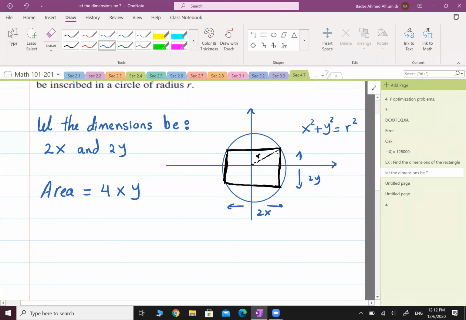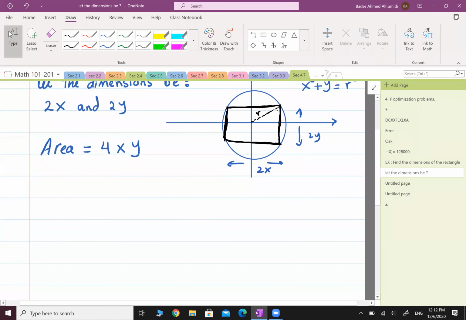Now if someone named the dimensions x and y, what would the relationship be? X over 2 squared, better. X over 2 all squared plus y over 2 all squared. So that's why we choose it to be 2x, 2y to make it easier.